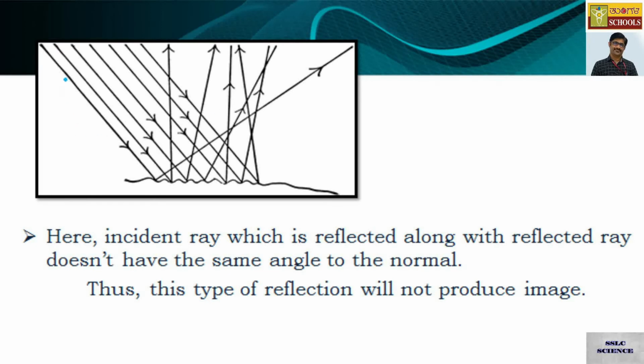In the picture, the rays of light are hitting the rough surface. After hitting the rough surface, the rays are reflected in different angles, say in a non-definitive angle, and hence this type of reflection will not produce image at all. So this type of reflection is known as diffused reflection or irregular type of reflection.